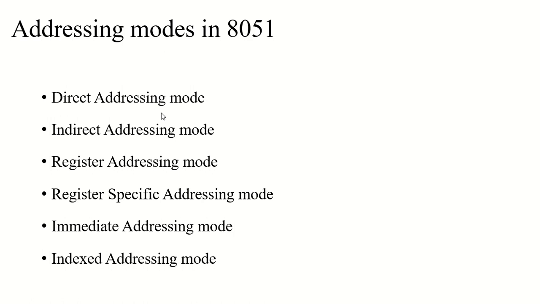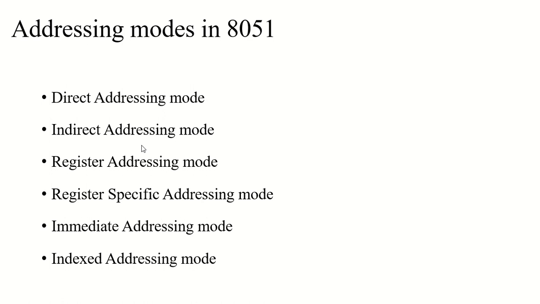So after direct addressing mode, we have the indirect addressing mode. What we do in indirect addressing mode is that the instruction specifies a register which contains the address of the operand.